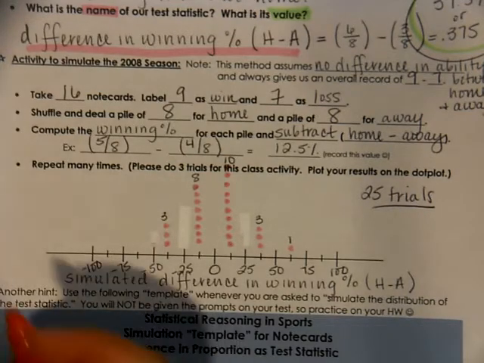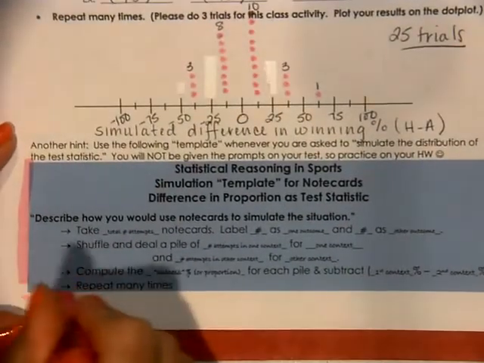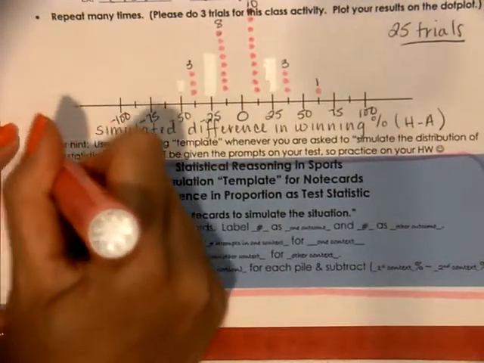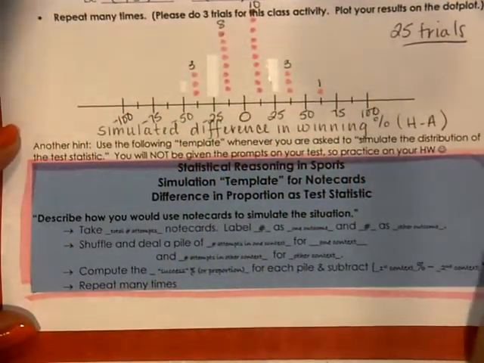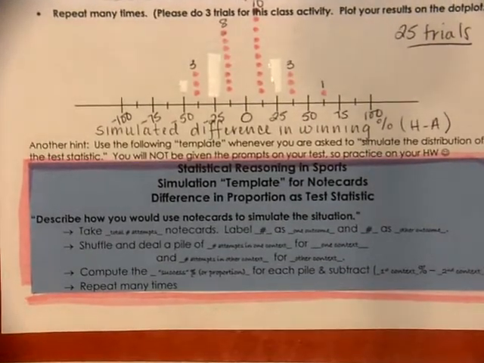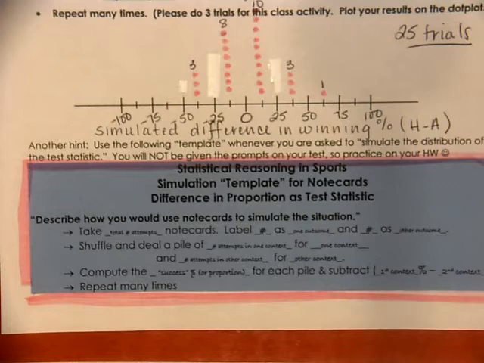So below, you may want to highlight this on your notes, is a little template whenever you're asked to describe how to simulate a certain scenario, something that you can follow to help guide you. You're not allowed to use this on your test, but it's certainly a good guide as we're trying to get used to this, working through the notes and the homework. So let's take this information from the dot plot, interpret our p-value, and use our p-value to make our conclusion.